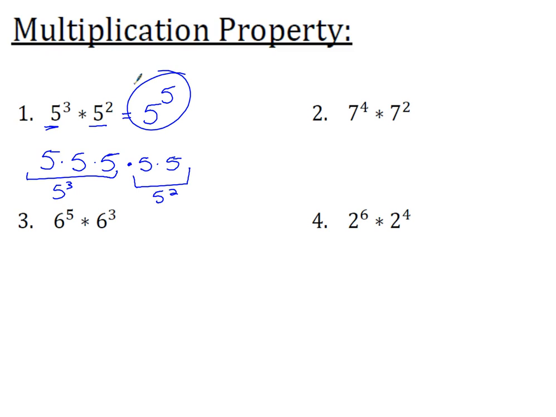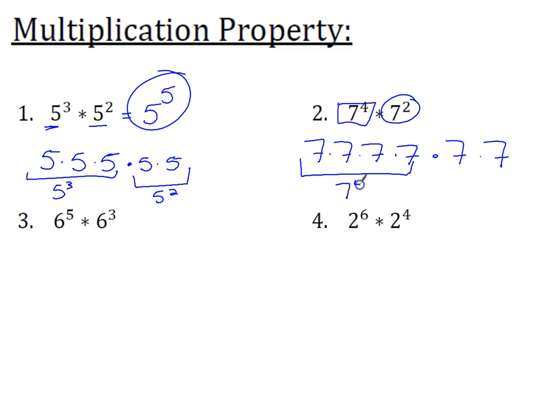And that's all I'm going to do anytime I deal with multiplication. I'm going to expand each portion. So for 7 to the 4th, I'm going to write 7 times 7 times 7 times 7. And then I go to 7 squared, which is 7 times 7. Again, these first 4 7s represent 7 to the 4th. These second 2 7s represent 7 squared. In total, I have 6 7s, which is going to be 7 to the 6th power.